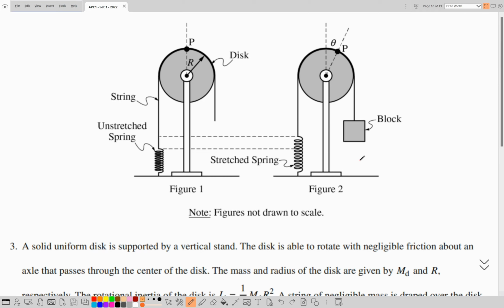Hello APC Mechanics students, today we'll solve the past paper FRQ 2022 Set 1 exercise number 3. Then as usual we expect that the figure should be above the text.